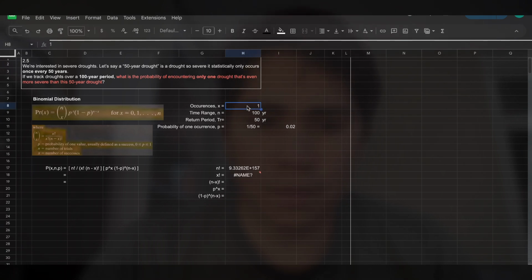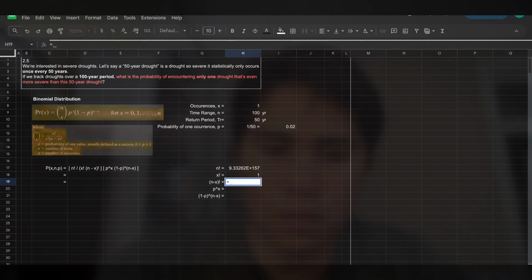This is going to be just, which is just going to be 1, but let's do it. Now the next, n minus x factorial. This is going to be equals factorial of n minus x. Get a number. Now p to the x is going to be equal to the probability 0.02 to the x, which is all 1, so it's going to be the same value. And then the last part, 1 minus p to the n minus x.